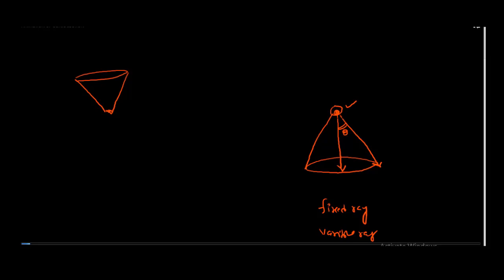So this fixed ray is called the height of the cone, or the axis of the cone. Along this ray only the cone is formed. The rotating ray is called the generator of the cone. The fixed point is called the vertex of the cone. If this axis is perpendicular to the base radius, then you can call this cone a right circular cone. Just now I explained how to generate a single cone in space.